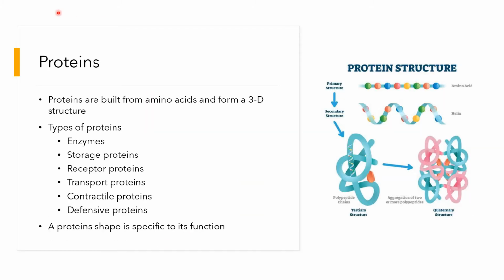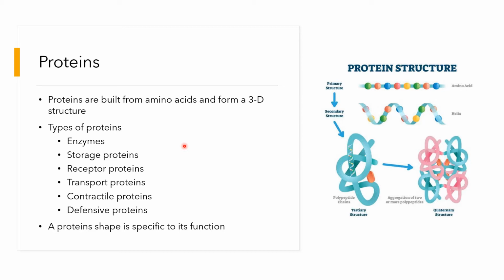Next we have proteins. So proteins are built from amino acids and form a 3D structure. Some types of proteins that are used are enzymes, storage proteins, receptor proteins, transport proteins, contractile proteins, and defensive proteins. A protein shape is specific to its function. So all of these have different shapes, and even those have specific shapes, like each category.